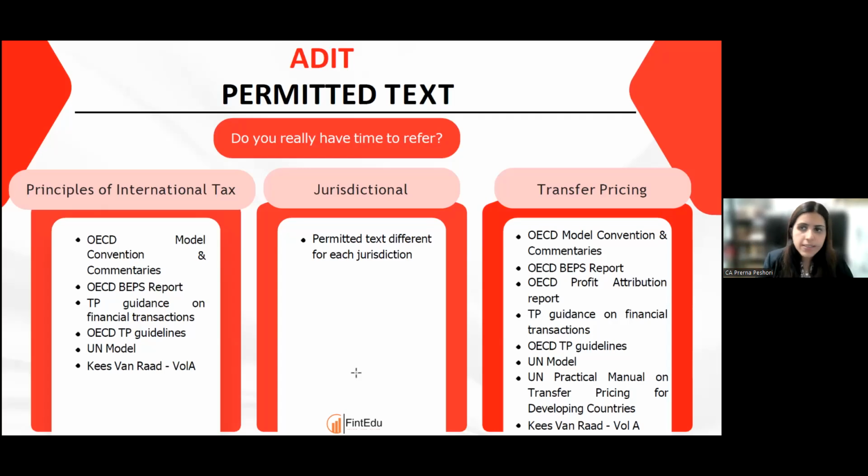Yes, it's an open book exam. You have to refer to the permitted text when you want to quote a paragraph from a commentary. So you have to write with the para number, that para 30 says so and so, but you would not be able to find the answers and it would be just a waste of time.